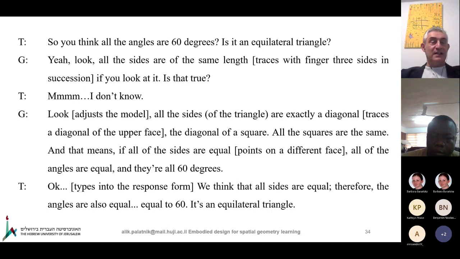So you think all the angles are 60 degrees? Is it an equilateral triangle? And his argument: yeah, look, all the sides are of the same length. And he traces with his finger, accompanying this with a gesture. Look, all the sides are exactly the diagonal of a square. All the squares are the same. And that means if all the sides are equal, all the angles are equal, and they are all 60 degrees. And then it receives the confirmation of the whole group.